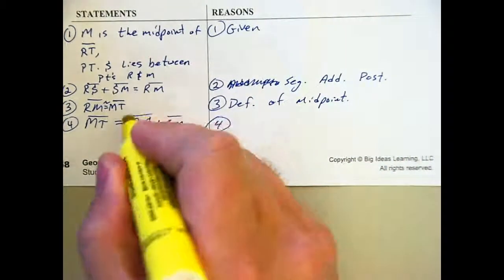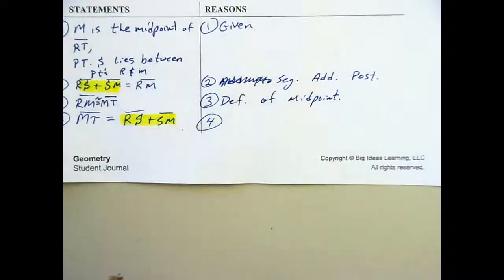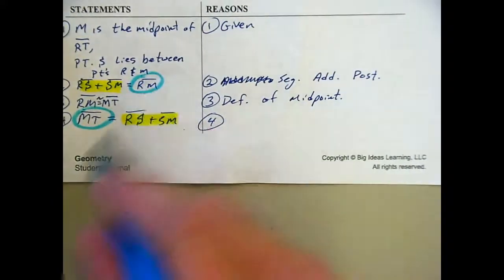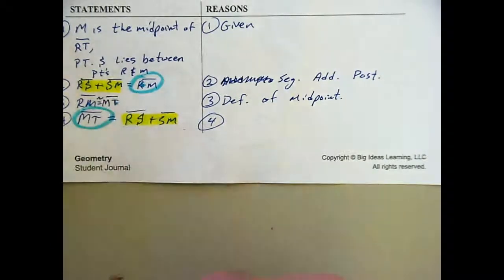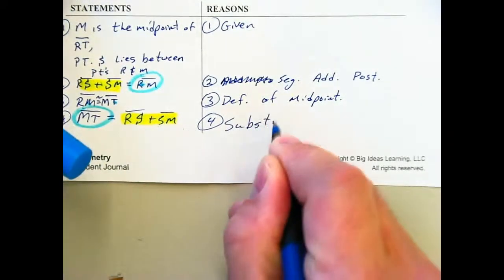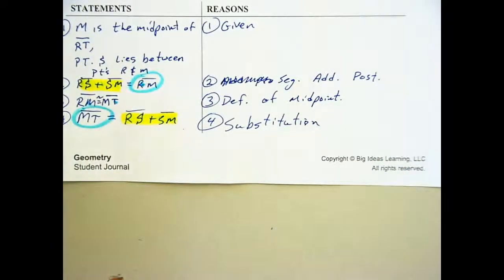Okay, so we know that this and this are the same. Therefore, we can put MT, since we know that those two are the same, right here. These two are the same. We can use substitution. Okay, good. Now, how many got that? All right. Did anyone put it in a different order?